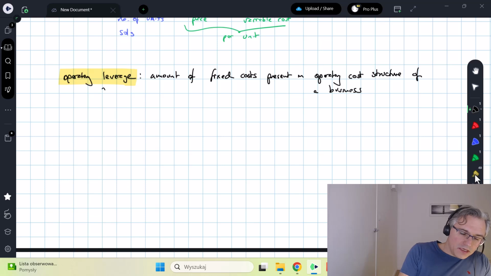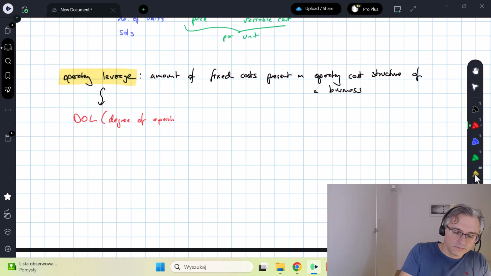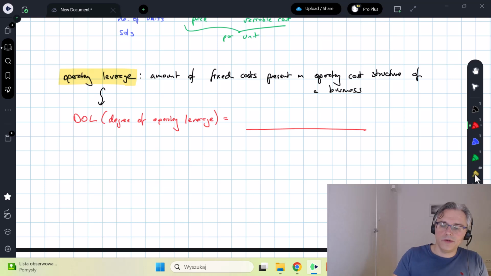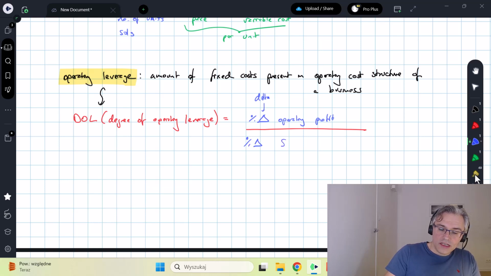And that will also impact the so-called degree of operating leverage, DOL. This is a measure which is basically a fraction, so it's something divided by something. It's the percentage change. Now, in your book, when they want to talk about change, they often use the triangle symbol, which is delta, which stands for change, also in mathematics and physics. The percentage change in operating profit for some percentage change in sales.